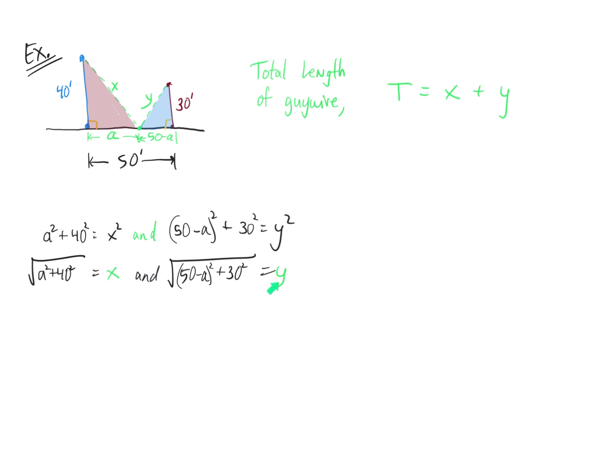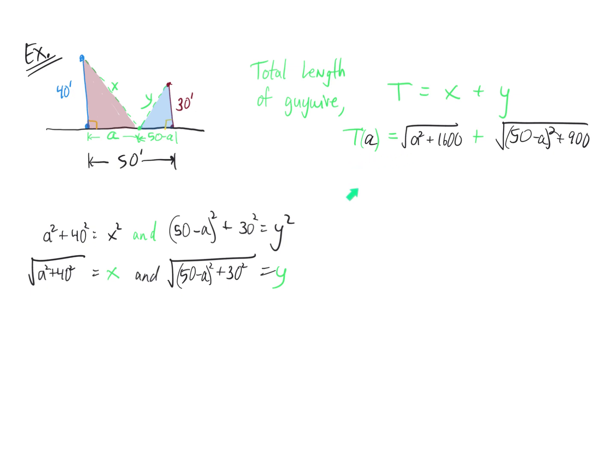So we can do these substitutions in for x and y, because if we substitute both expressions in for x and y, everything then will be in terms of a. And so now T itself is a function of a. And T is the total length of the guy wire. And this problem asked, where can we place this pin so that we minimize the total length of guy wire? Now we just have to find the relative extrema of this equation, and we've got it.